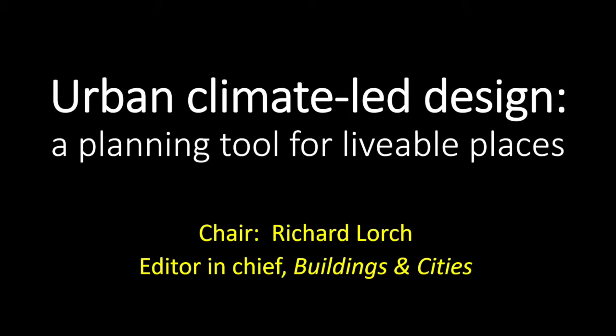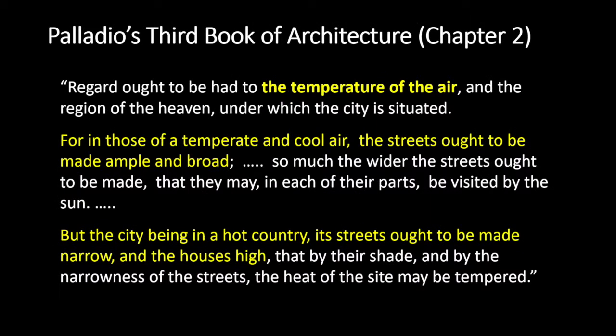Now, the first thing I want to tell you is urban climate is not a new issue. We knew about this going back a long, long time to Roman times, if not before. And here's a selection from Palladio's third book of architecture. "Regard ought to be had to the temperature of the air and the region of the heaven under which the city is situated. For those of a temperate and cool air, the streets ought to be ample and broad," and he goes on to explain further. "But the city being in a hot country, its streets ought to be made narrow and the houses high." So, if we knew this 300 years ago, why are we here today?